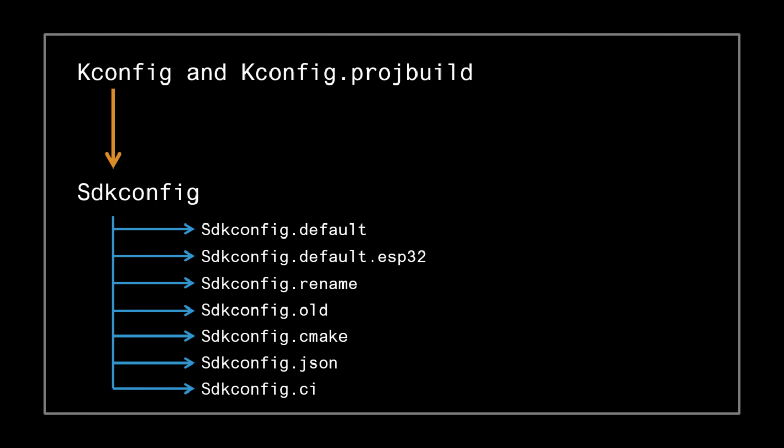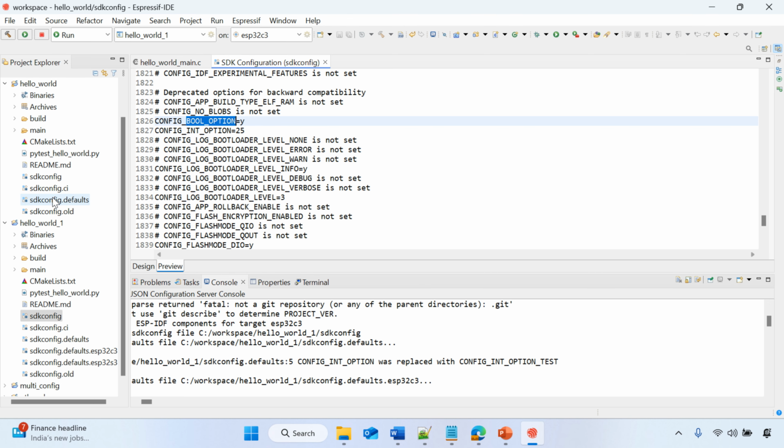Now the last one is sdkconfig.ci. You can see here the sdkconfig.ci file. CI means continuous integration. So this file can be used in a CI/CD pipeline. It is commonly used in Jenkins as a stable build configuration for ESP-IDF projects.